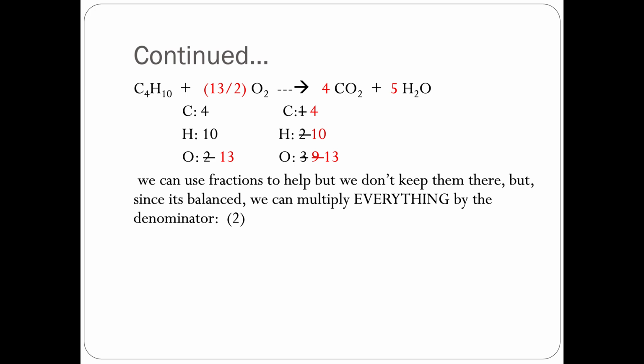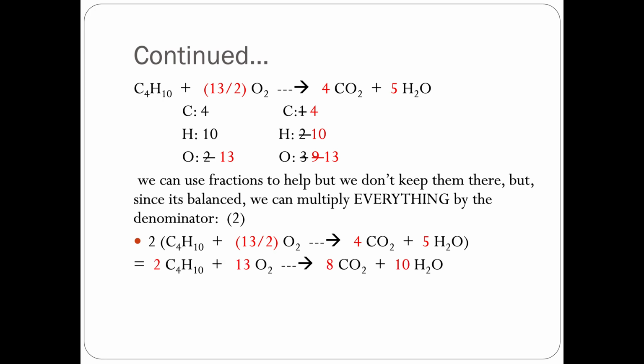Now, we don't like to leave fractions in balanced equations for various reasons. So what we're going to do is multiply the whole equation by that denominator, which is a 2. So you see I put 2 in front of the whole thing in parentheses, and now I'm going to distribute it through. So there's 2 C4H10s, 13 oxygens, so 2 times 13 halves. 2 times 4 is 8, and 2 times 5 is 10. Okay, you can verify for yourself that it's balanced.